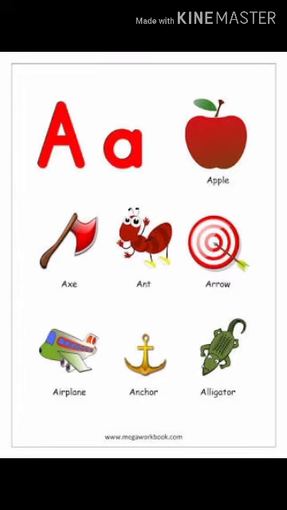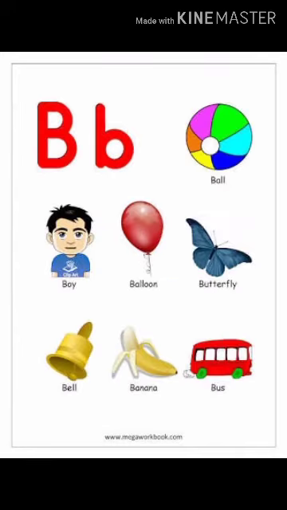A apple, A axe, A ant, A arrow, A aeroplane, A anchor, A alligator. So it is alphabet letter A. Next is B, ball.